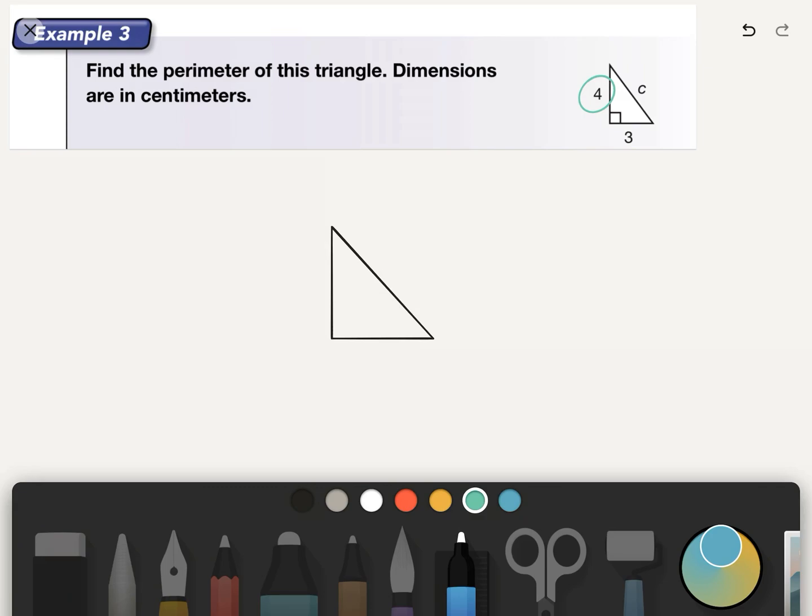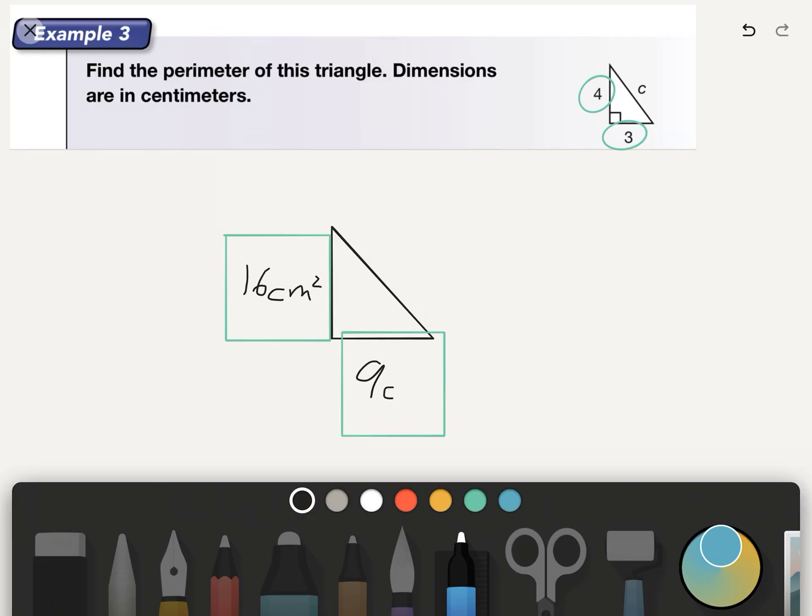So we have our 4 centimeters and our 3 centimeters. Okay, so looking at these, and sorry if my dimensions here are not perfect, here we would have 16 square centimeters, 4 times 4. This would be 9 square centimeters.